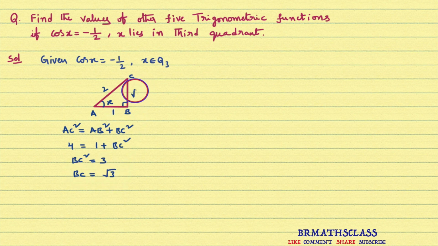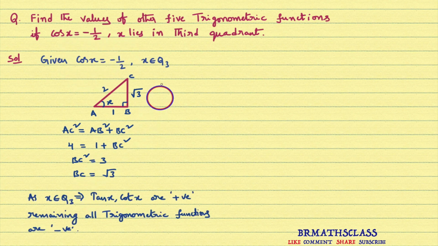So now we came to know all three sides of the right angle triangle. Now you can easily write the remaining trigonometric function values. As they mention x lies in the third quadrant, in previous classes we learned that in the third quadrant tan x and cot x are positive. Remaining all trigonometric functions are negative. So in the question they mentioned x lies in the third quadrant. In the third quadrant tan x value and cot x value are positive, and the remaining all trigonometric function values are negative. Now I'll try to write all the other remaining 5 trigonometric functions.